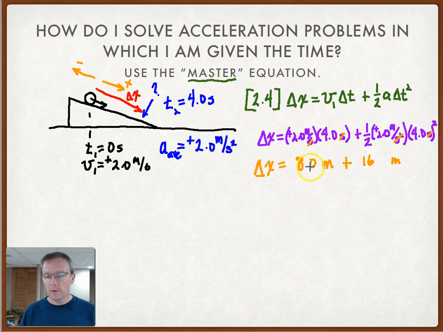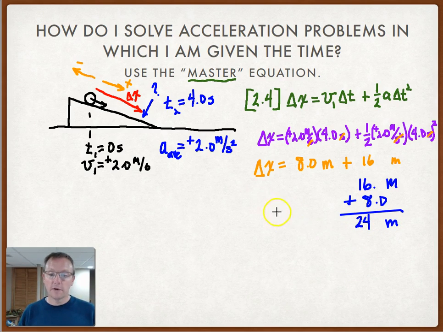Interestingly, notice what happens. I'll stack them so you can see here. 16 plus 8.0. Using our sig fig rules, we can only use the ones place because for the 16 we don't know what's in that tenths place. So I have to chop it off there. So I end up with 24 meters. That's it. That's all I get for sig figs. And so my delta x is equal to 24 meters.